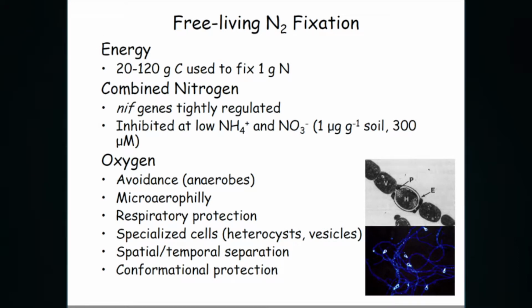The energy required, so free-living nitrogen fixation, energy required to actually fix nitrogen. You're looking at 20 to 120 grams of carbon used to fix 1 gram of nitrogen. That's quite a bit of carbon. So I say it's still a lot of energy, even though microorganisms can do it with less than half as much energy as a Haber-Bosch process. It still requires a lot of energy to fix nitrogen. Combined nitrogen, NIF genes tightly regulated. I mentioned that earlier. Oxygen avoidance, anaerobes.